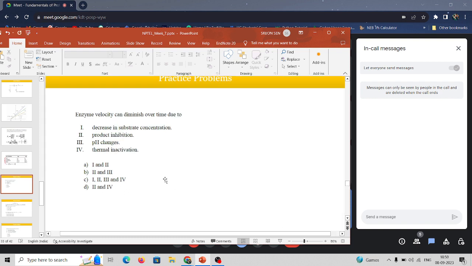The first question says: enzyme velocity can diminish over time due to decrease in substrate concentration, product inhibition, pH changes, thermal inactivation.